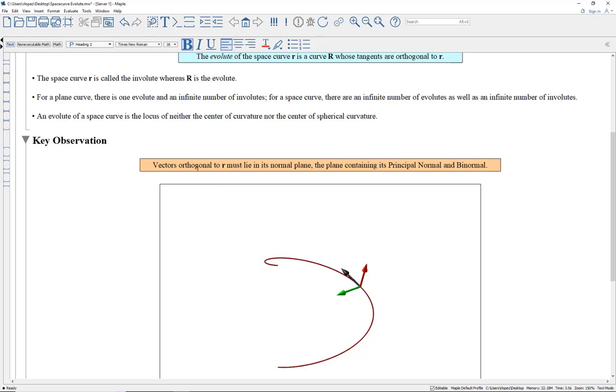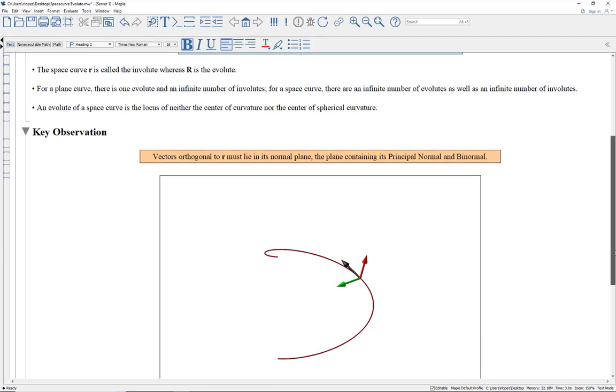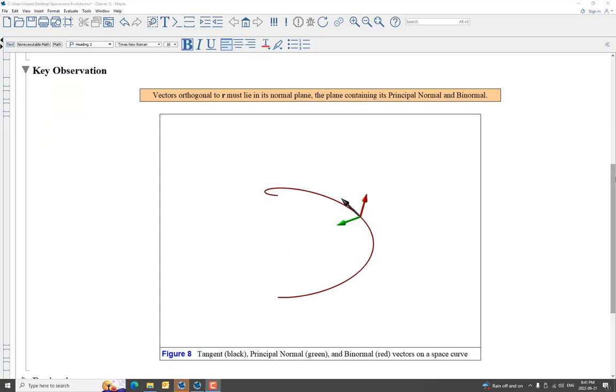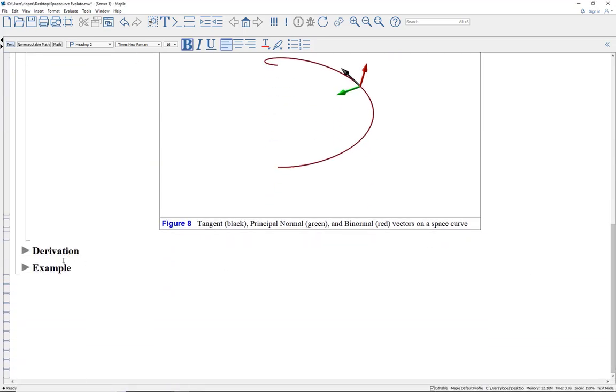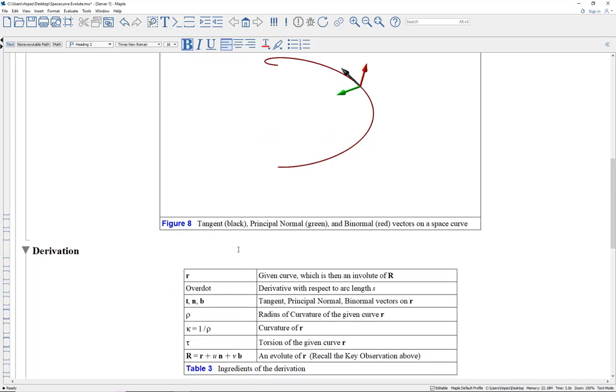Okay, so here you have a statement. Vectors that are orthogonal to the curve R, and this is the curve R we're going to use, it's a helix, must lie in the normal plane, defining the normal plane to be the plane spanned by the principal normal and the binormal. So now we're going to look at a derivation based on the definition and this key observation.